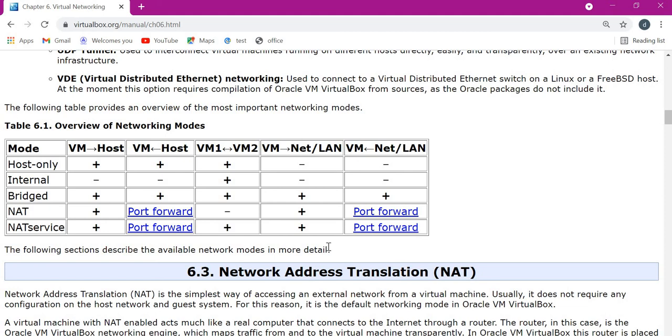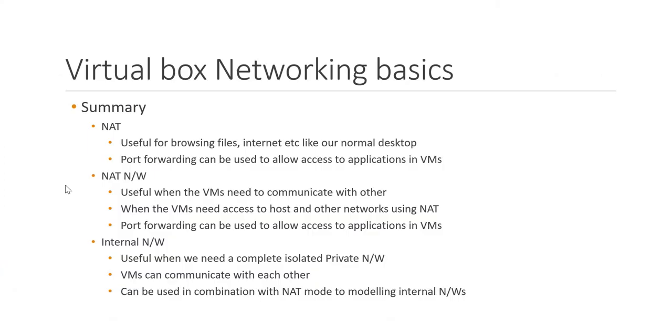So we have seen all these cases in the previous sessions, and also we have summarized all the things. So the summary is, the NAT mode is useful for browsing files, internet, etc., like our normal desktop, and port forwarding can be used to allow access to applications in the VMs from the host or other networks. The NAT network mode is useful when the VMs need to communicate with each other, when the VMs need to access the host and other networks using NAT, and also we can establish port forwarding to allow access to applications in the VMs from hosts or external networks.